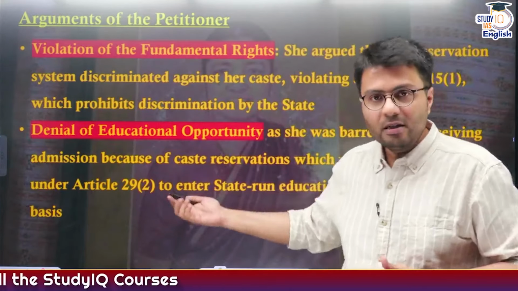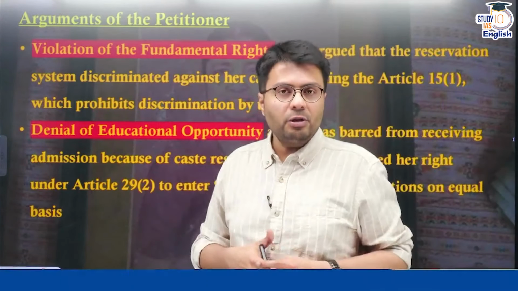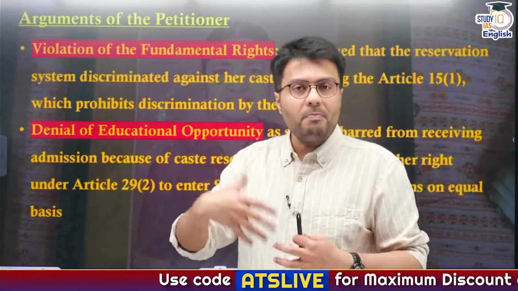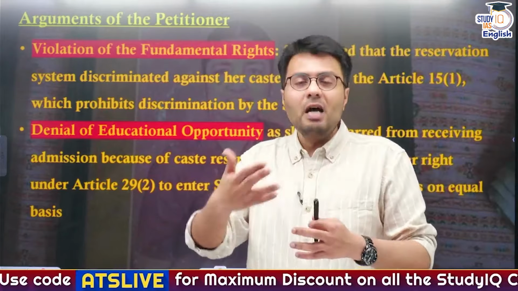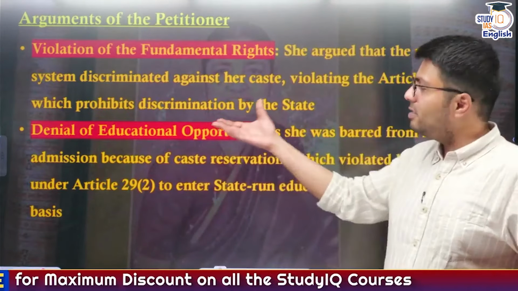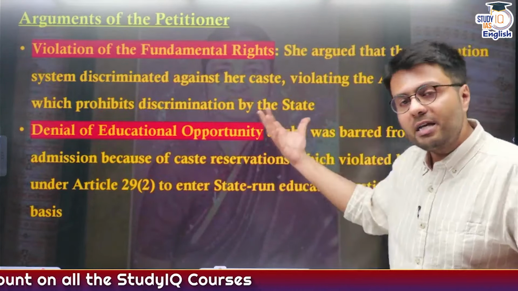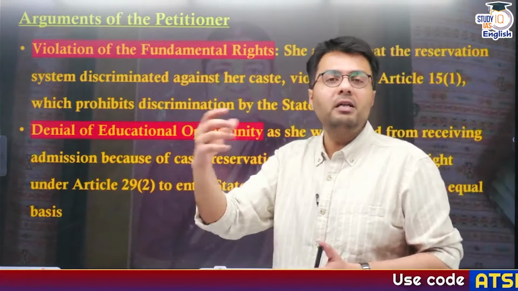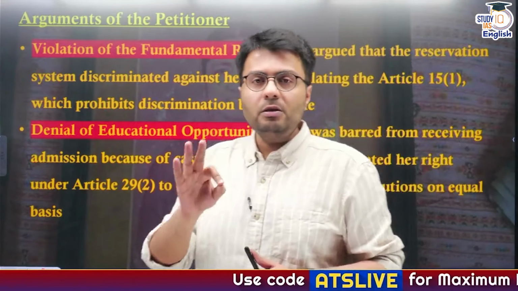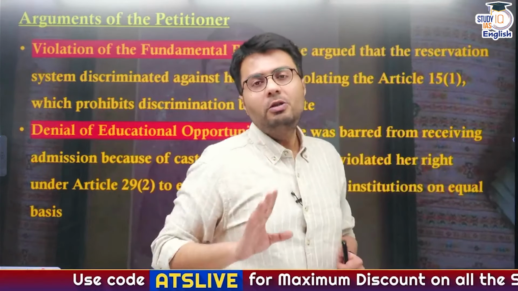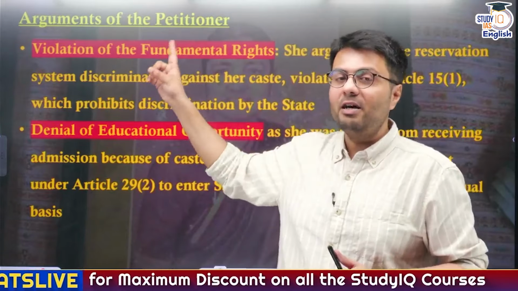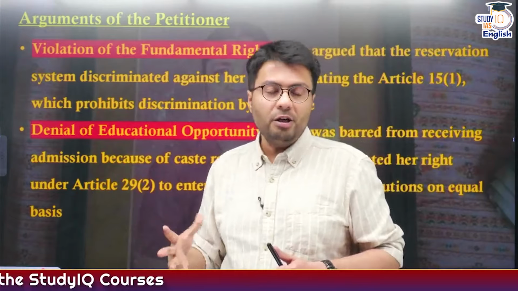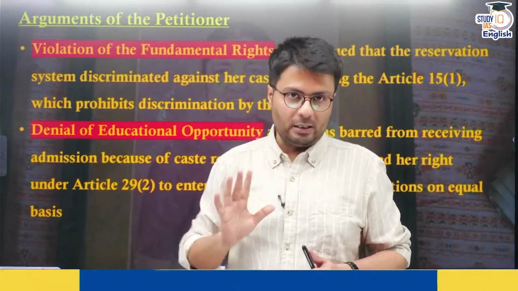On the other hand, she said that under Article 29 subsection 2, which provides that no discrimination can be made in a state-run educational institution on the basis of religion, caste or language, when she was denied admission into the state-run educational institution, it denied her the opportunity to get herself educated in the medical college. So this was the cause of grievance as far as Mrs. Champakam Dorairajan was concerned, that it violated her equality. Also, it denied her admission into the state-run educational institution solely on the basis of caste.